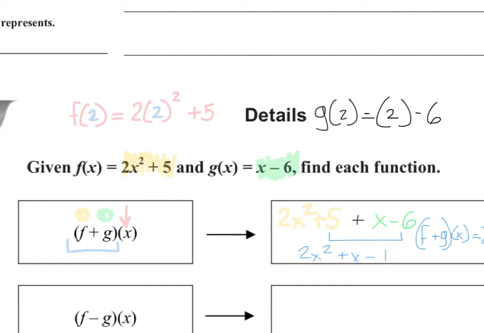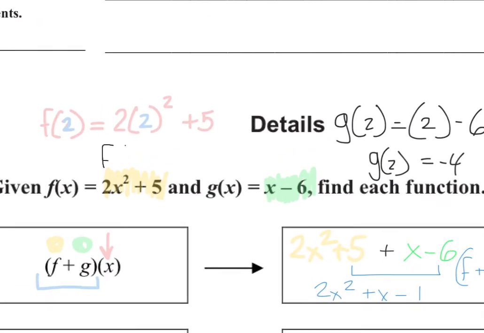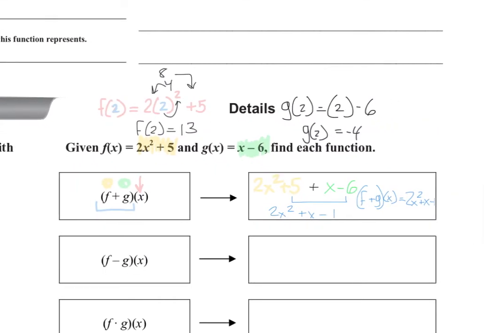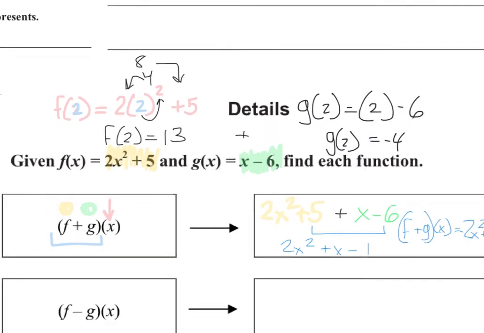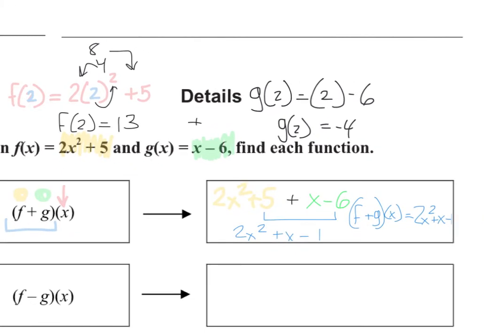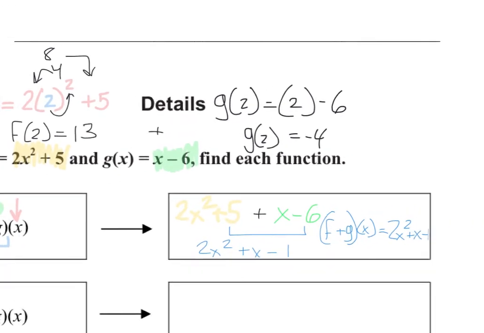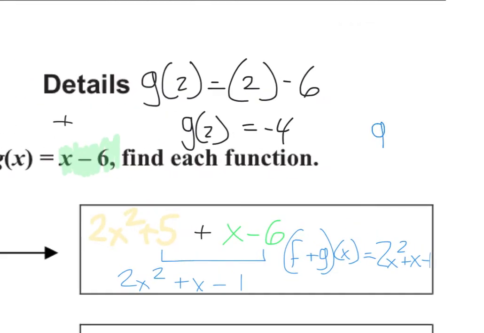Okay, g of 2 would end up equaling -4. F of 2: 2 squared is 4, 4 times 2 is 8, 8 plus 5 is 13. F of 2 is 13. I could manually add these up, the 13 and the -4, to get an answer of +9.